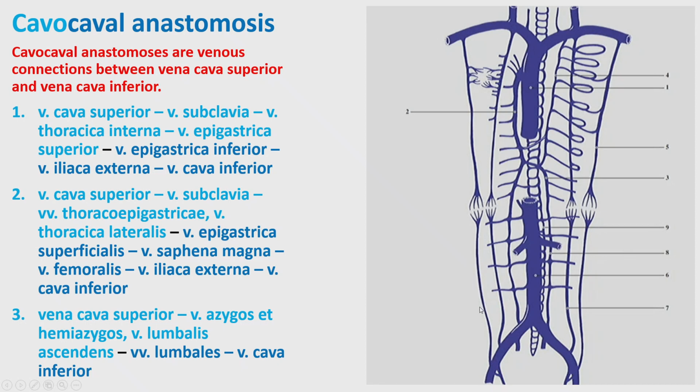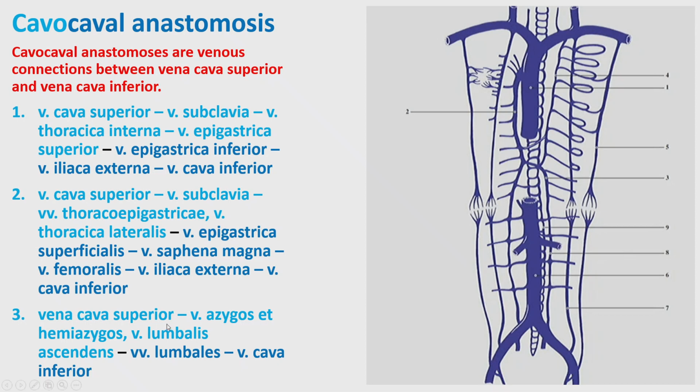It goes to the vena saphena magna, or great saphenous vein, that ultimately drains to the femoral vein, and the femoral vein to the external iliac, the external to the common, and the common to the inferior vena cava. So another important cavo-caval anastomosis is the place where the thoracoepigastric and lateral thoracic veins anastomose with the superficial epigastric vein. This is the second important way of the cavo-caval anastomosis.